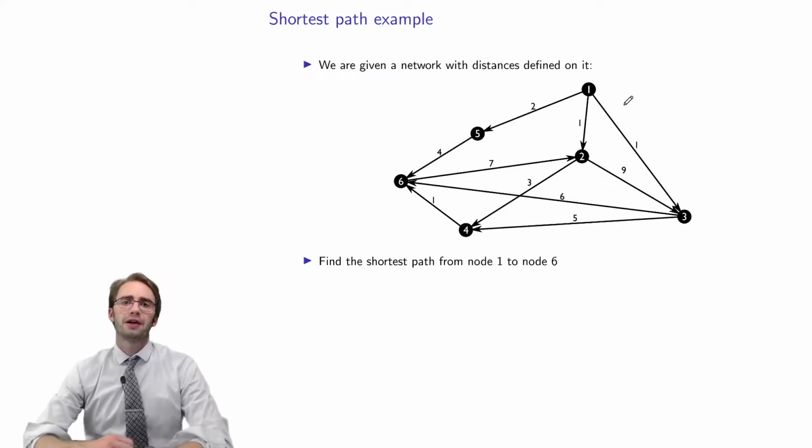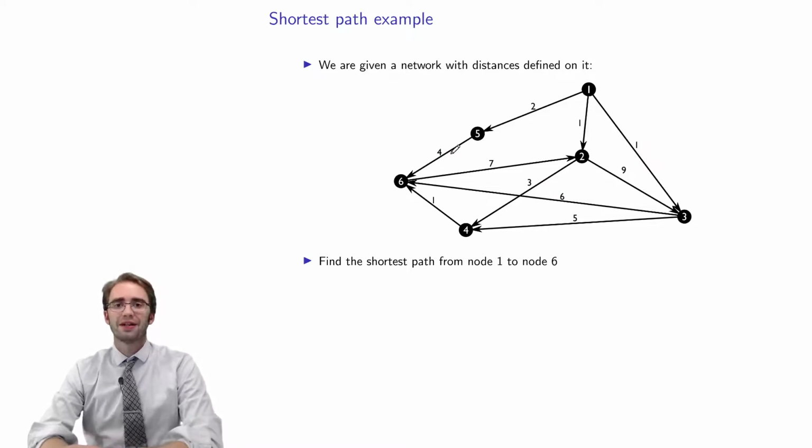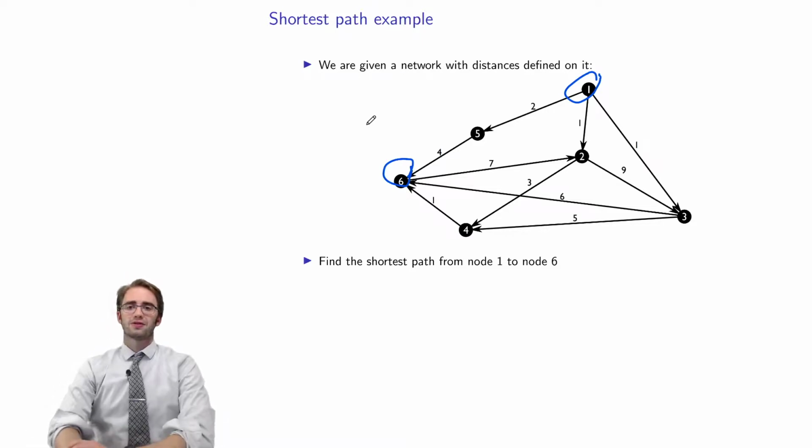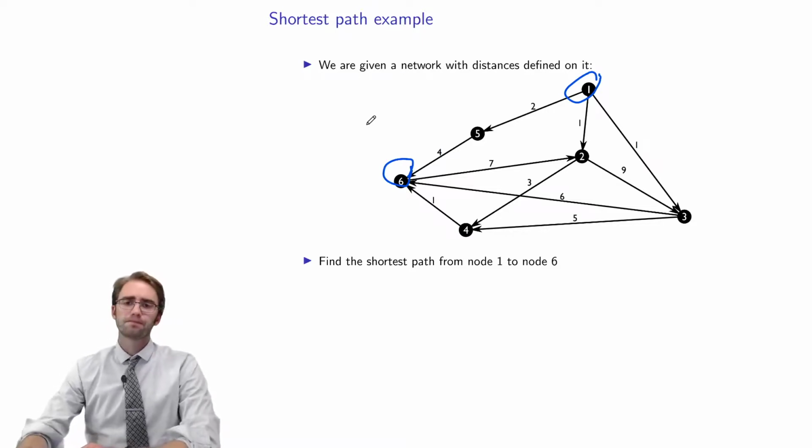Shortest path example, you have a network with distances defined on it. Here's a network like that. And in this case, we'll try and find the shortest path that goes from node 1 over here to node 6 over there. You'd like to find the shortest path that accomplishes this.